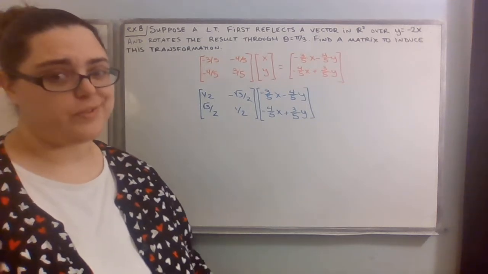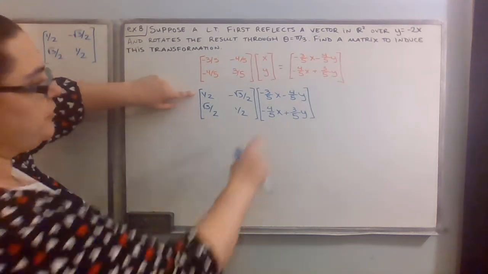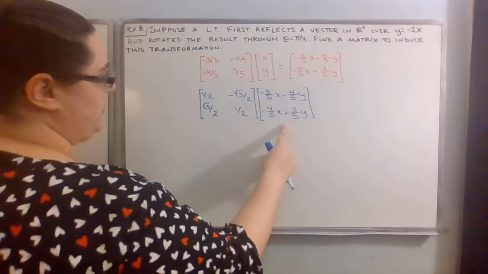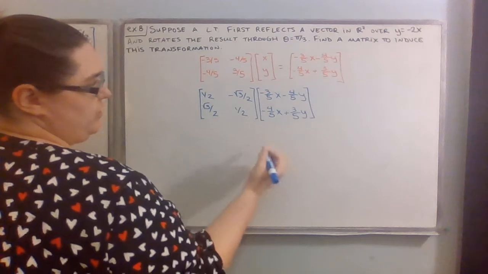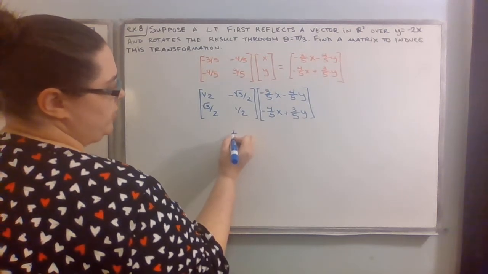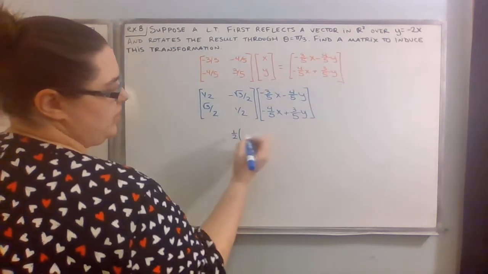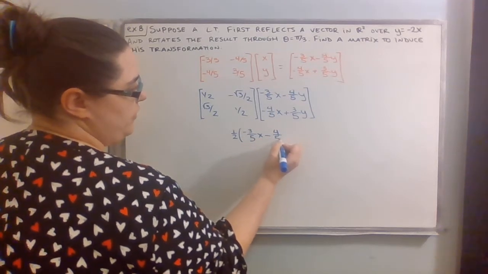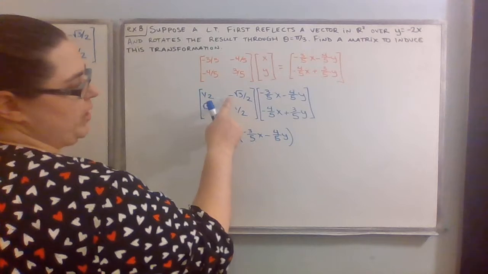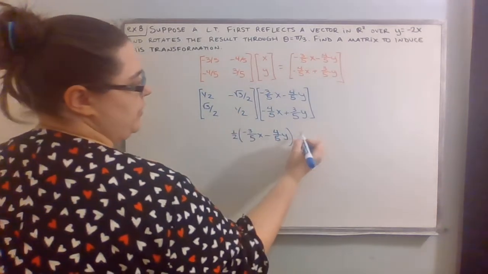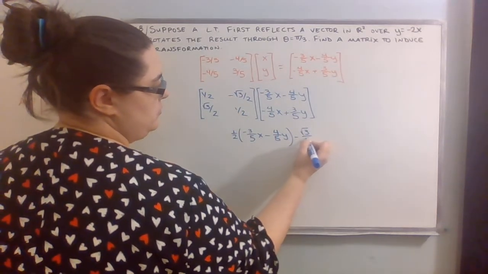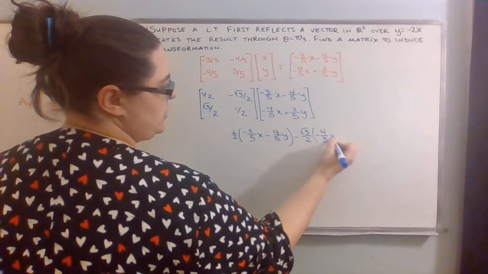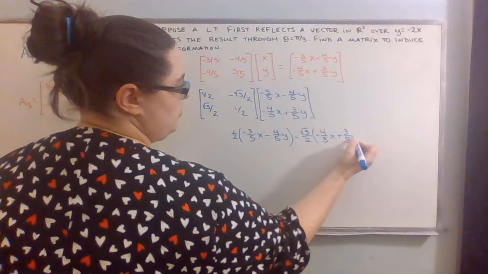Okay, so let's multiply these out. So we're going to get 1/2 times this top minus root 3 over 2 times this bottom here. So I'll write it out down here just so I have more space. So we have 1/2 times the top, negative 3/5 x minus 4/5 y, minus root 3 over 2 times the bottom, which is negative 4/5 x plus 3/5 y.